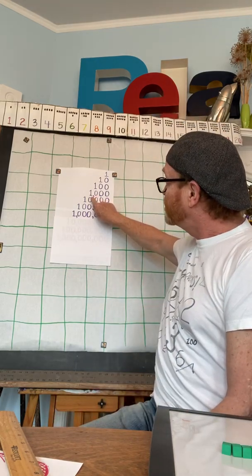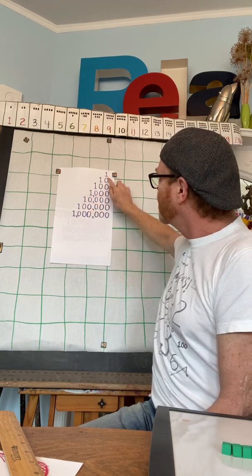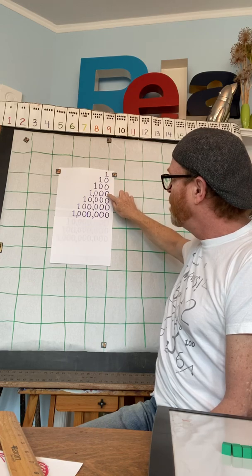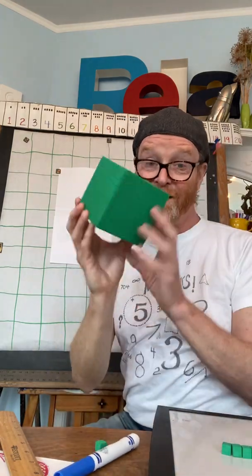And the 1,000 is the first number that uses a comma. They just help people to keep organized and to remember what the place value is. So this is 1, 10, 100, 1,000.